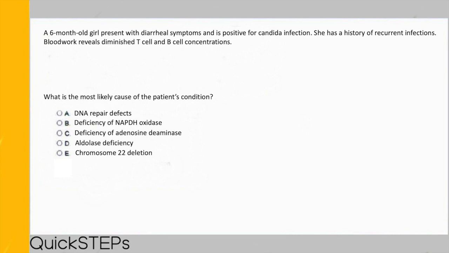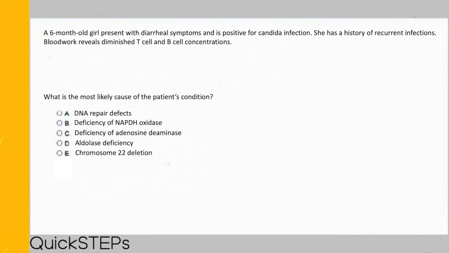So we have a 6-month-old girl presenting with diarrheal symptoms and is positive for Candida infection. She has a history of recurrent infections. Blood work reveals diminished T cell and B cell concentrations. What's the most likely cause of this patient's condition? So we know it has to affect both T and B cell concentrations. So typically the other answer choices that the boards like to give you when it comes to questions like this are going to be other conditions.